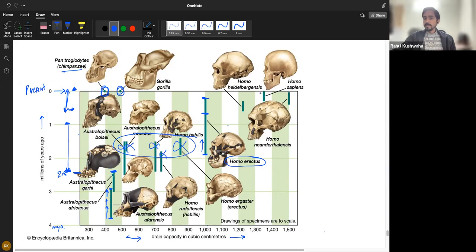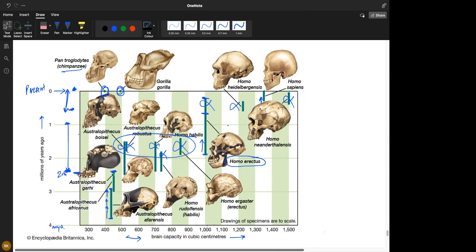Same did Homo sapiens, which is this one. When we started rising, we made Erectus go away. We made Heidelbergensis go away. We made Neanderthals extinct. We also made Denisovans extinct. Make sense? We're the most evolved.